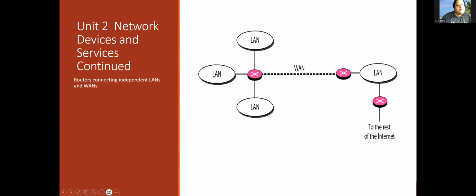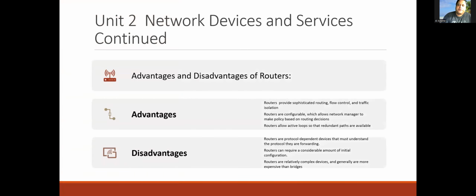So let's talk about some advantages and disadvantages of routers. So, as I just mentioned, advantages and disadvantages. So some advantages. Routers provide specific routing, flow control, and traffic isolation. Routers are configurable, which allows network managers to make policy based on routing decisions. So you can decide who would take priority, like the CEO, you can give them a higher, shorter router path. So it's 2 hops, so they can get nearly instant transmissions. Routers allow active loops so that redundant paths are available.